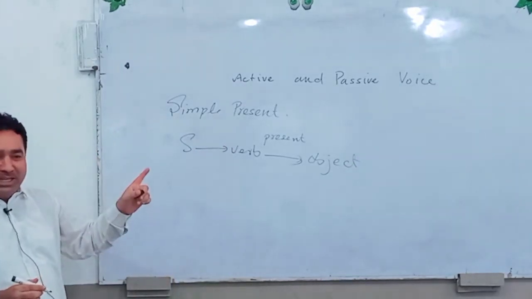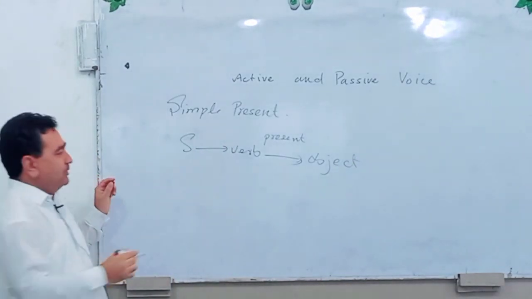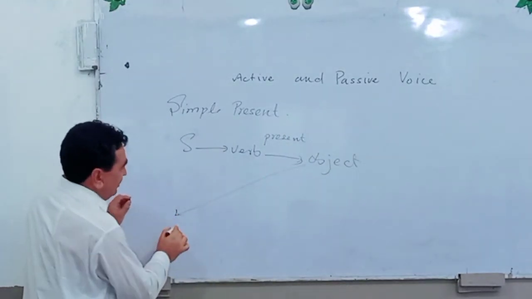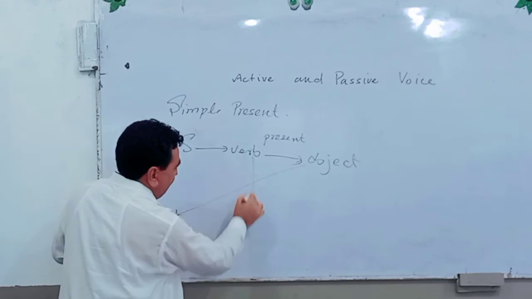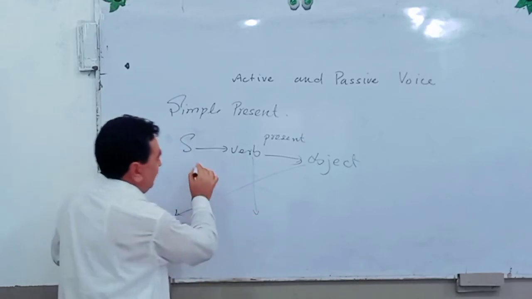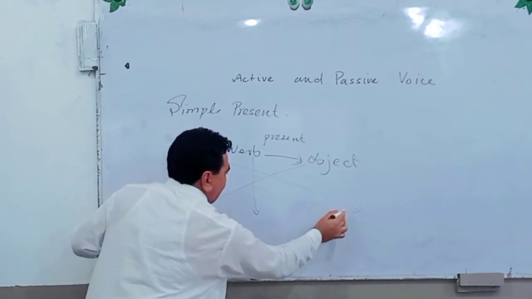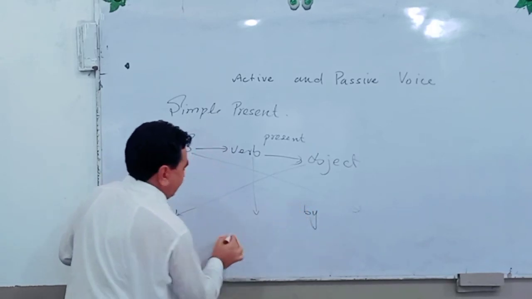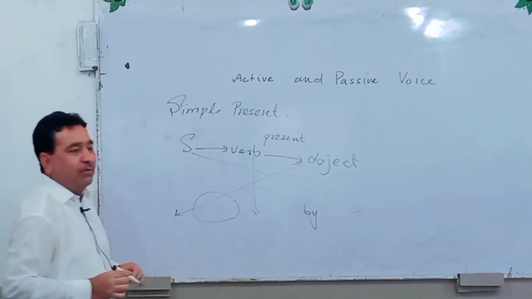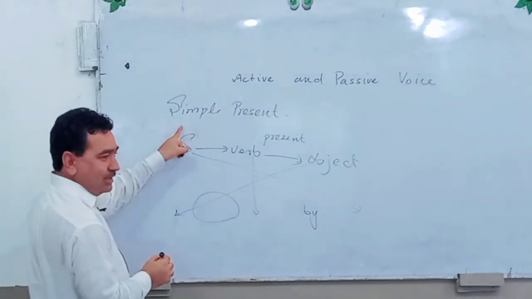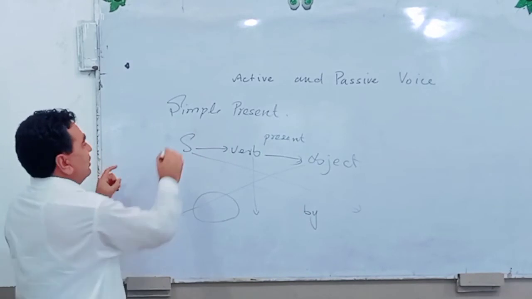Now, do you remember the changes? The object will become the subject, and the verb will be third form. Then the subject will become the object and we'll put by before it, but we'll also have to use one of the forms of be. So let's write an example here that follows the same structure.